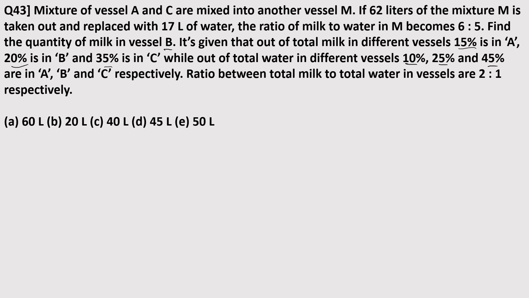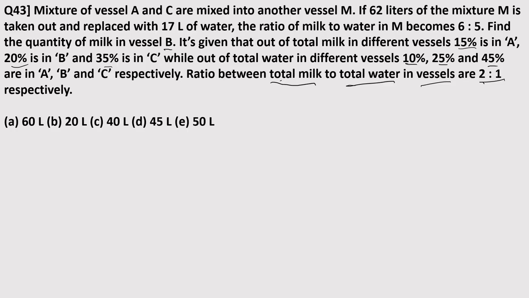Now last line says ratio of the total milk to total water. Now this is important. Total milk to total water in vessels. In all the vessels guys, total milk to total water in all the vessels is in ratio 2 is to 1. Okay, means 100% of the milk is 2 times of the total water. This is the meaning of the question. Okay, so according to that we have to solve.